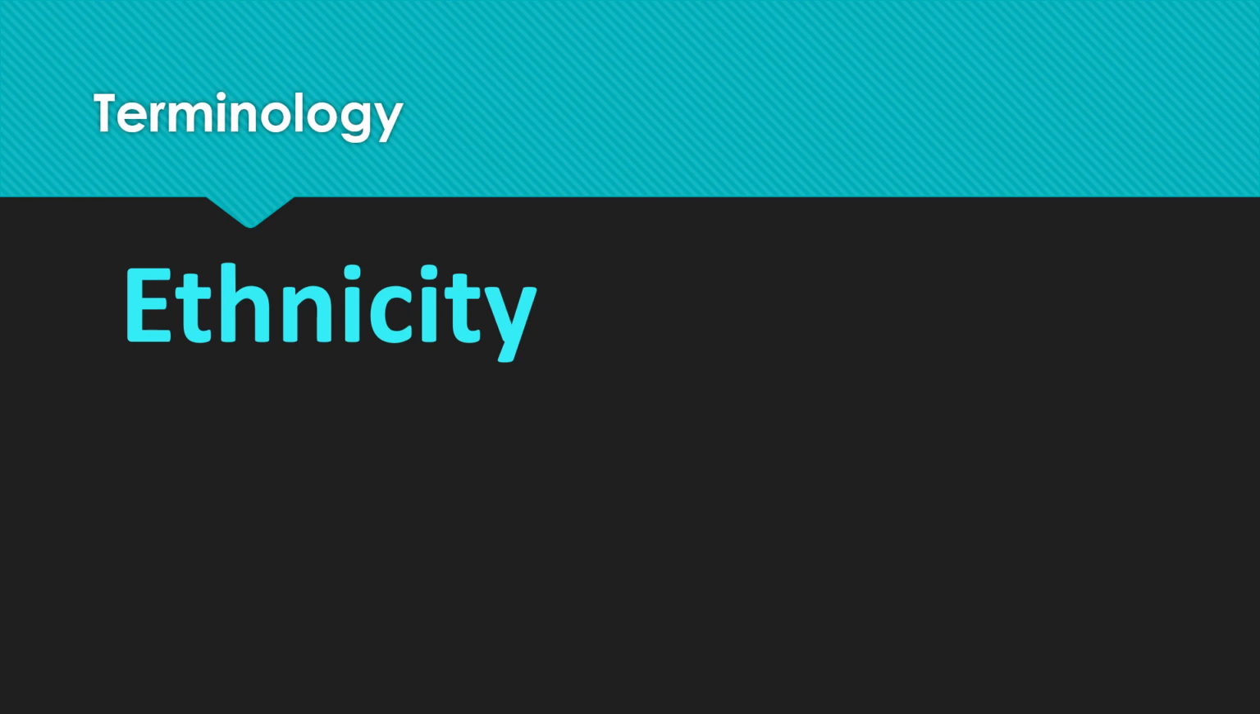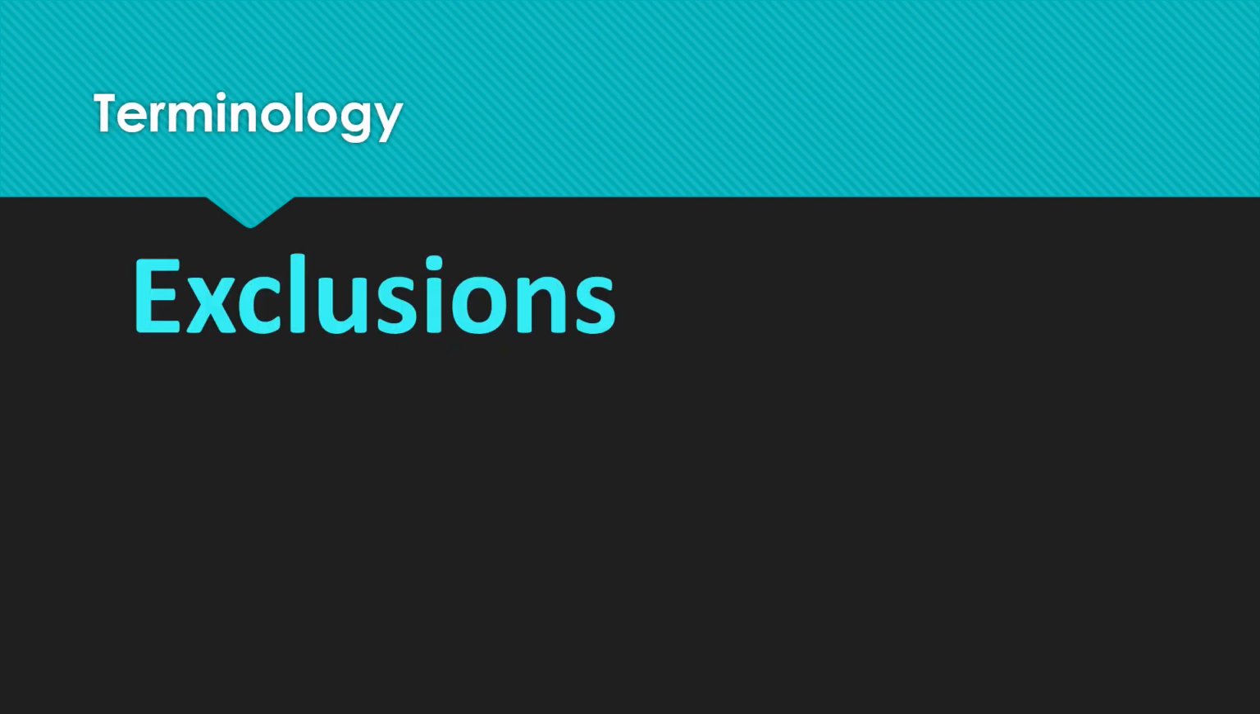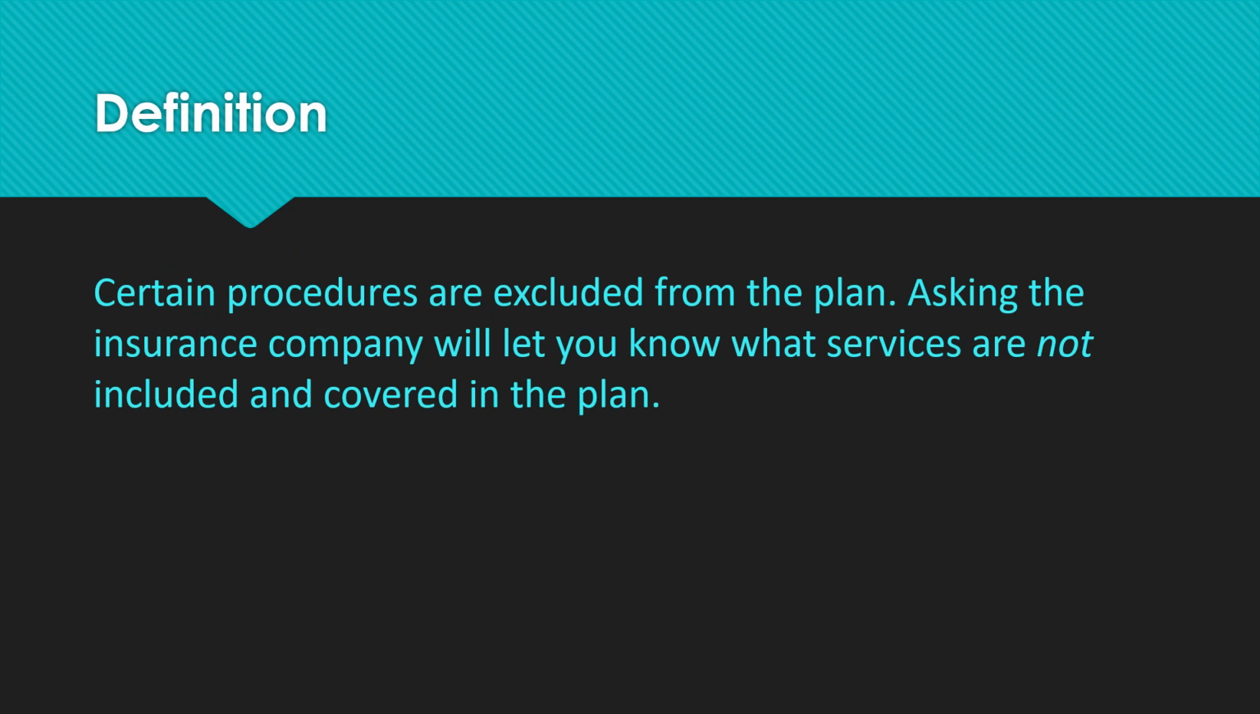Ethnicity. A social group that shares a common and distinctive culture, religion, language, or the like. Exclusions. Certain procedures are excluded from the plan. Asking the insurance company will let you know what services are not included and covered in the plan.